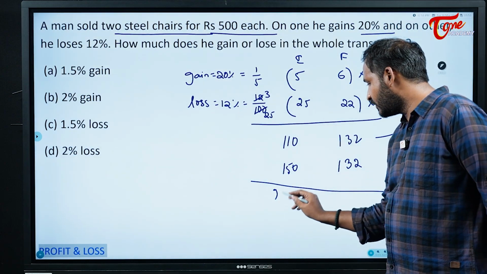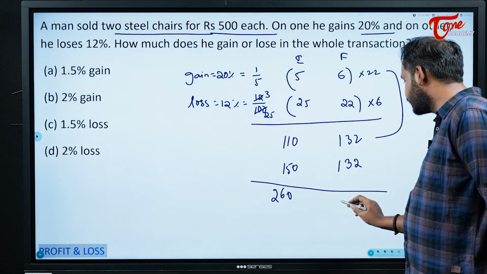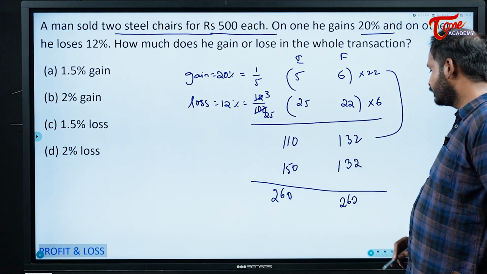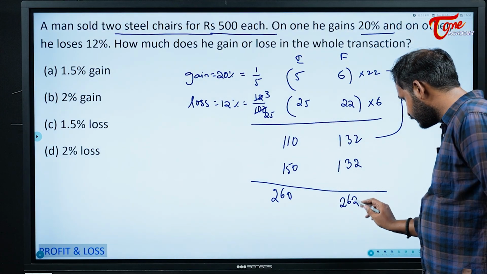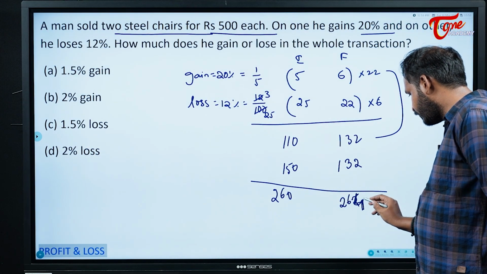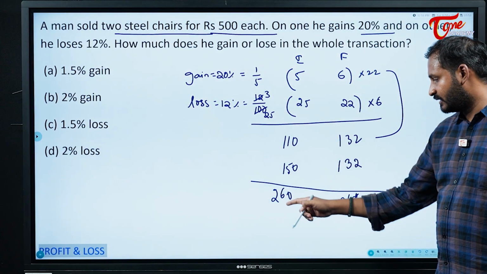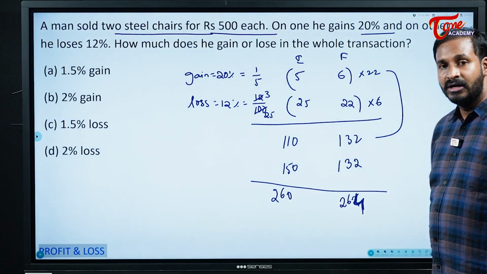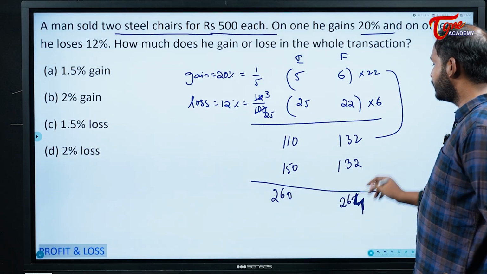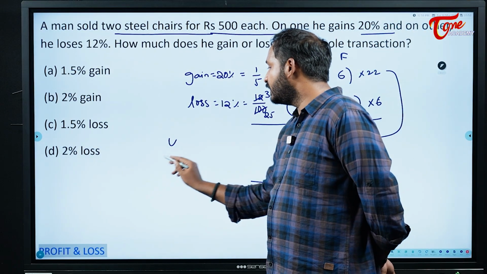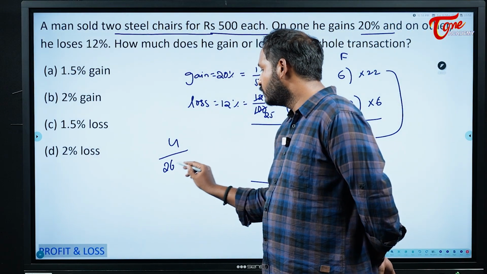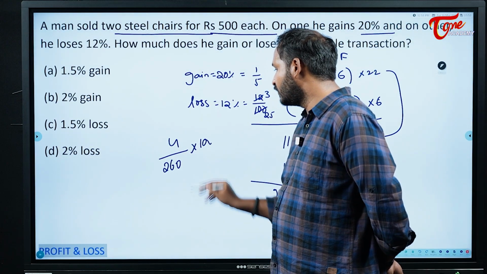So overall it will become what? 260 and overall this becomes what? 264. Profit or loss? Definitely profit. He spent 260 and in return he got 264. So what is the profit he got here? 4 by 260 into 100.